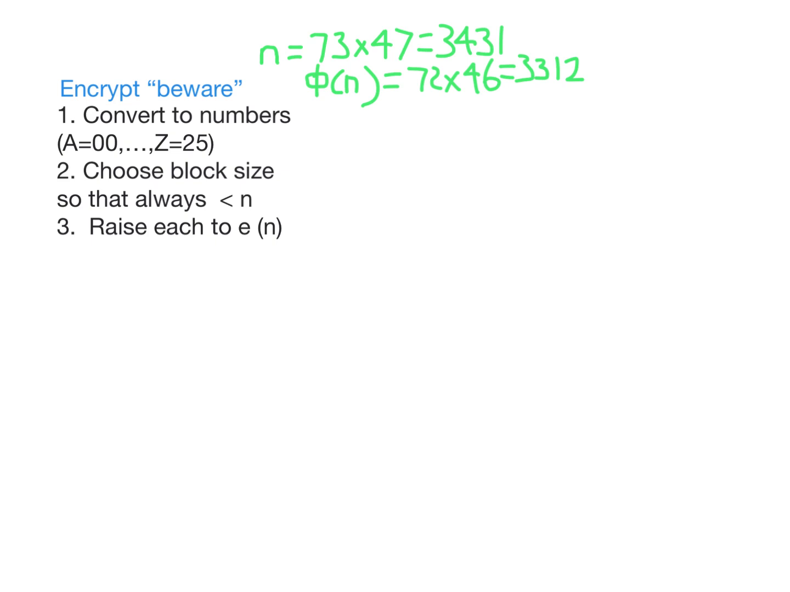So next we have to choose a value of e that is co-prime to phi of n. We just need to choose a prime that is not a factor of either of these two numbers. So I'll just choose e equals 97.